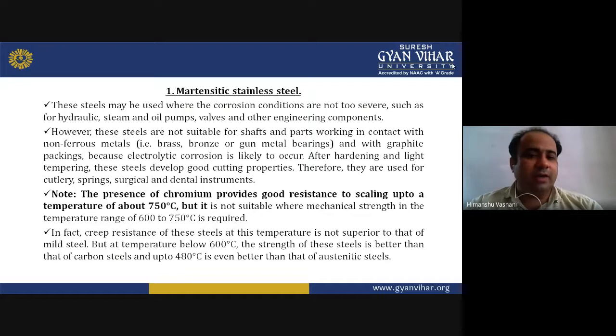So after hardening and light tempering, during these heat treatment processes, these steels develop good cutting properties.